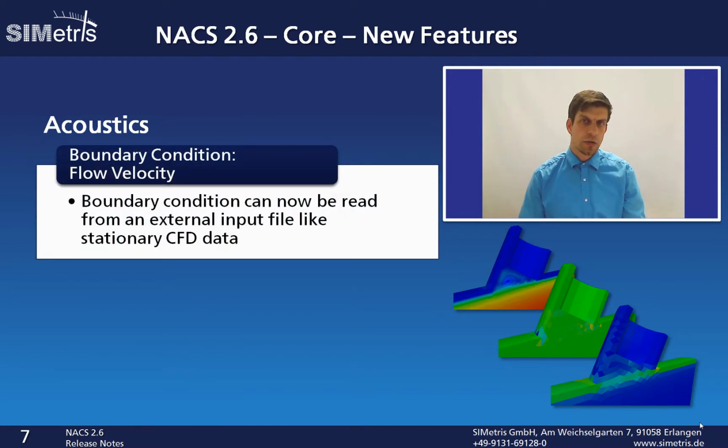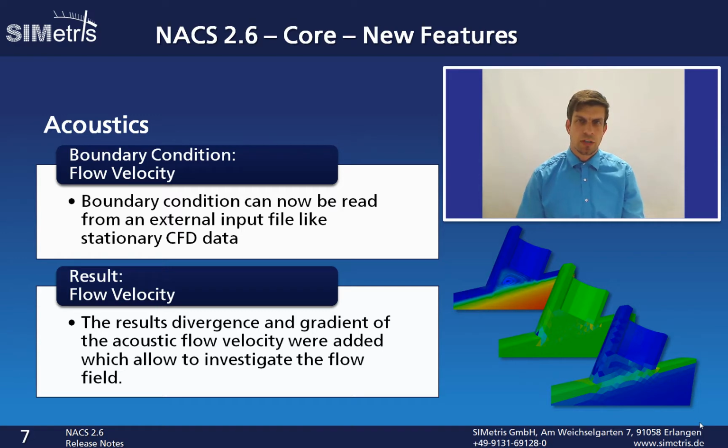In the acoustic physics, we have added support to import flow velocity results from stationary CFD results. So if you have exported your flow velocity in the CGNS format, you can directly import it in NACS and use it, for example, for acoustics in flowing media, as it might be the case for ultrasound flow meter simulations.